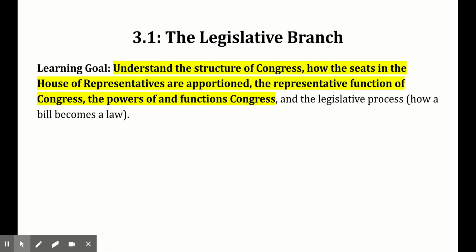I want you to be able to understand the structure of Congress. So it's bicameral, there's two houses, there's a House of Representatives, there's a Senate, that kind of thing. I want you to talk about and understand how the seats in the House of Representatives are apportioned. So, how does each state get the number that it gets? The representative function of Congress, the powers and functions of Congress, and then also the legislative process. So, in other words, how does a bill become a law?